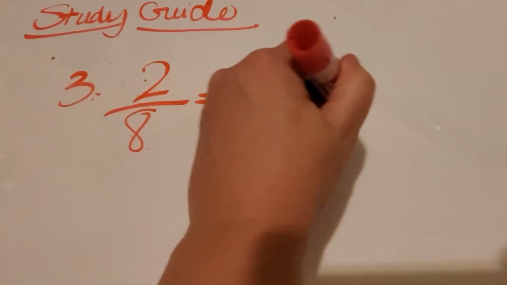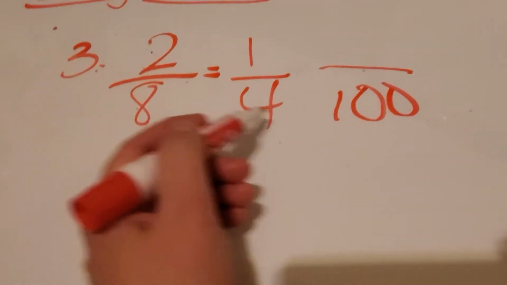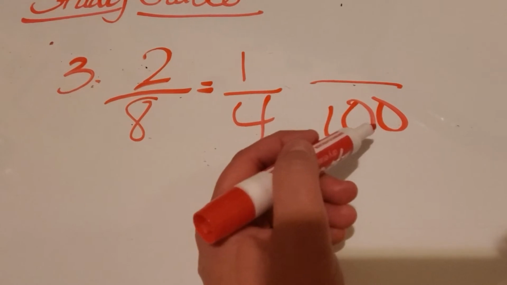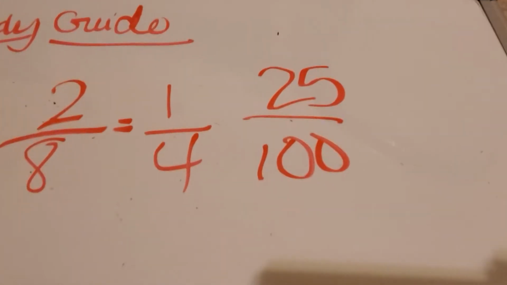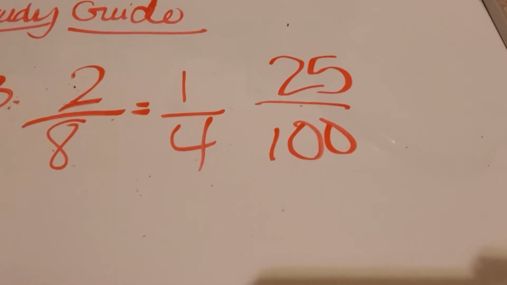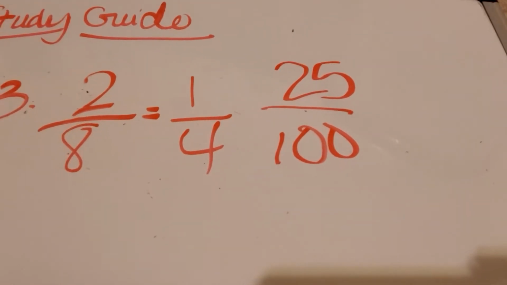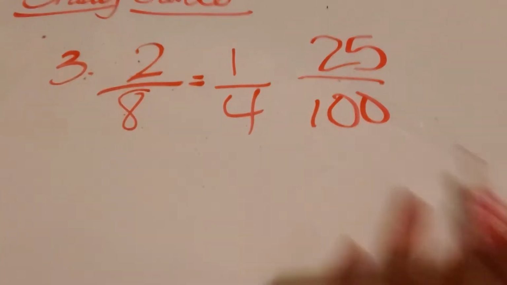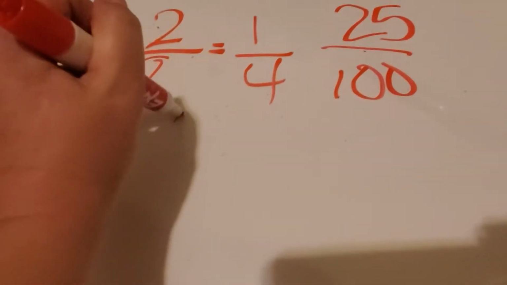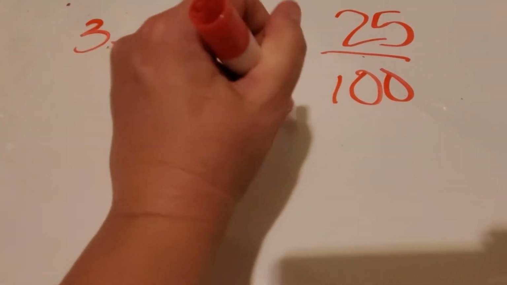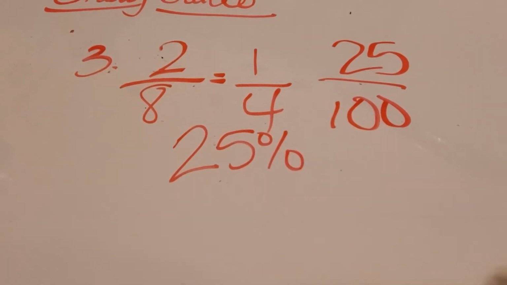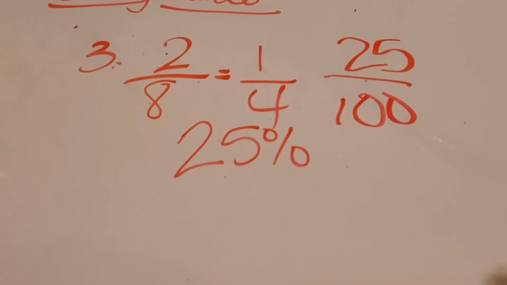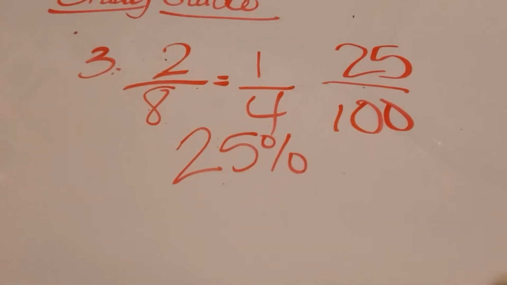I'm going to put it equal to 100. 4 goes into 100 25 times. 25 times 1 is 25. And what is 25 hundredths as a decimal? Well, it's 0.25, but since I already have it over 100, that's in a percent. So that's 25%. Okay? Number 4, I'm going to let you look that one up. That's just an investigation 6.